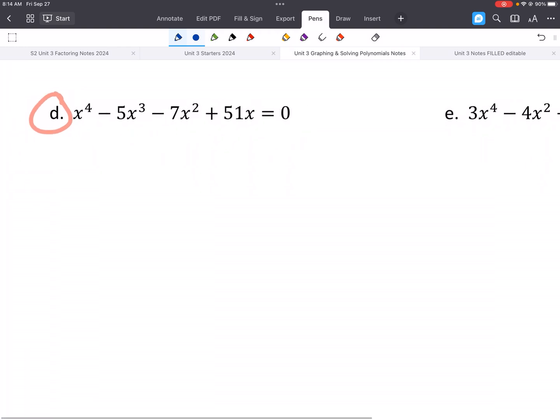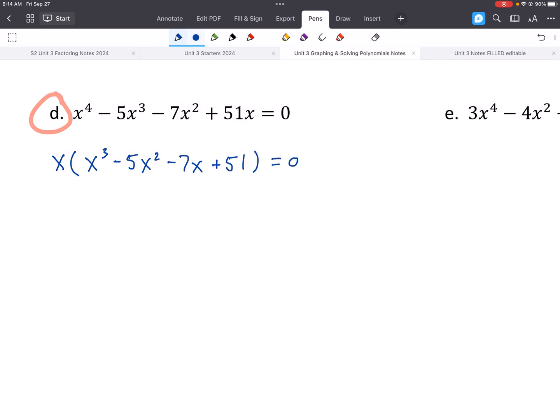So this one has an x in every term, so that means we can factor out an x, and we'd end up getting x cubed minus 5x squared minus 7x plus 51 is equal to 0. Okay, and then there's no tricks here. We can't find anything that would kind of make this work, and so we would just need to do synthetic division. We need to find those rational roots.